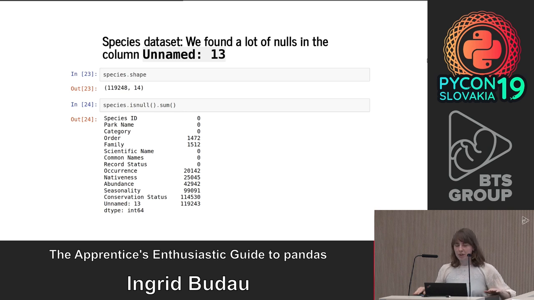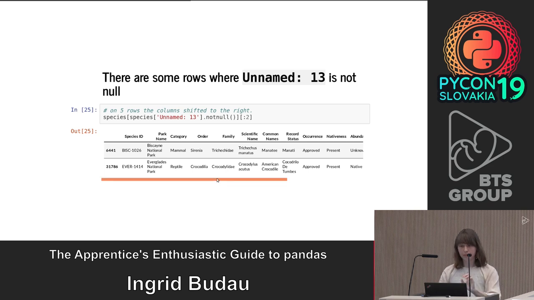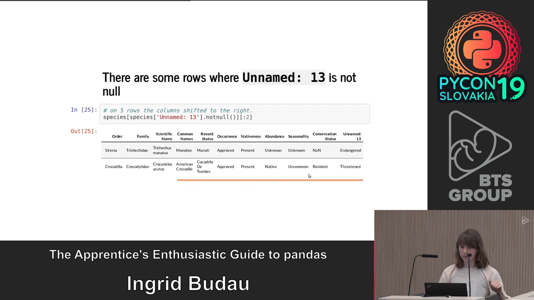Now, to go a bit to the species data set. I found a very interesting and strange example of malformed data. If we look with species.shape, we can see how many rows there are in this table and how many columns which describe these rows. And we can see that the last column, the column named Unnamed: 13, has only 5 values which are not null in this data set. And it was strange, so I looked at it, and with notnull, we can actually see the values which have a value.